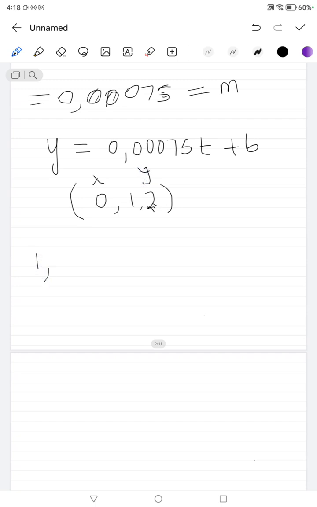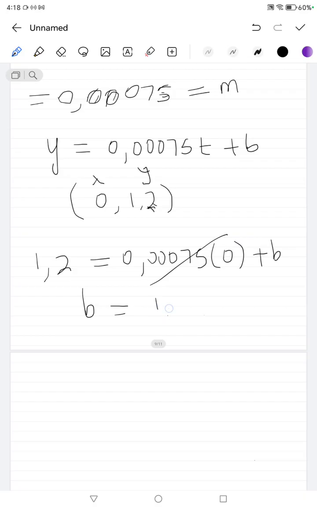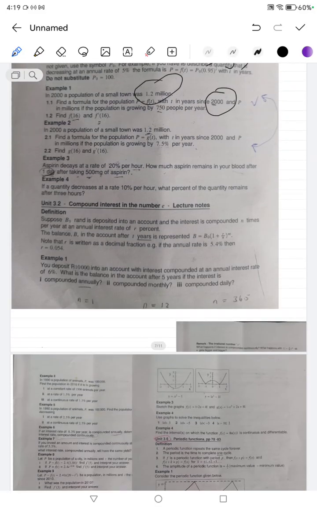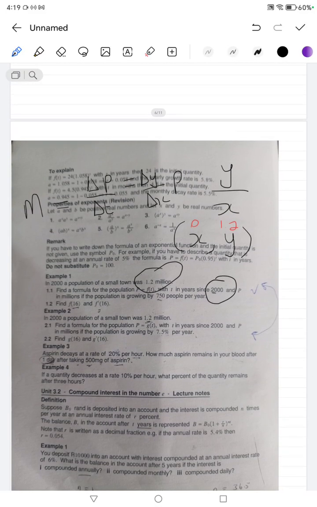Then we'll say we have our 1.2 equals 0.00075 into 0 plus your b. So this means now your b will be equal to 1.2. So your final equation, you will see that you have 0.00075 t plus your 1.2. See? Then were you required to find the function, or are we actually doing the lot?